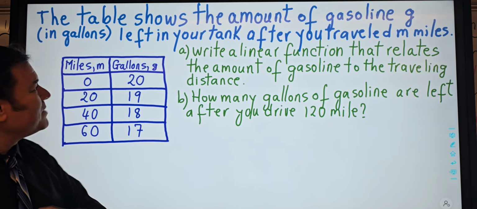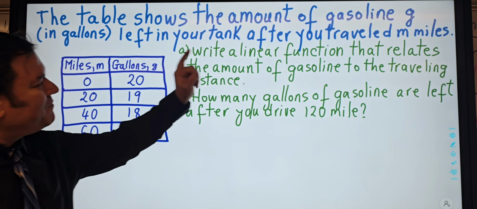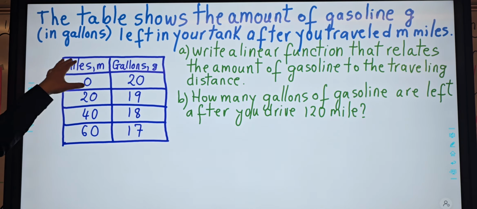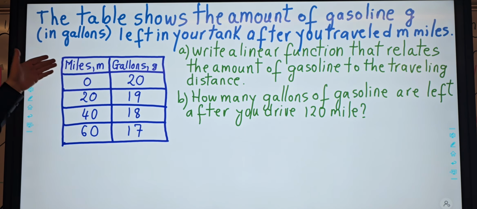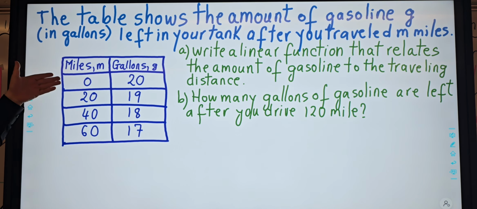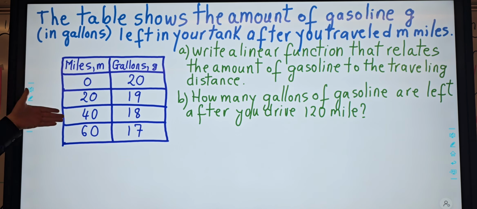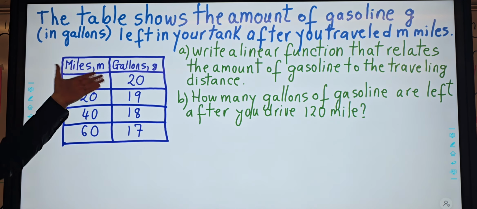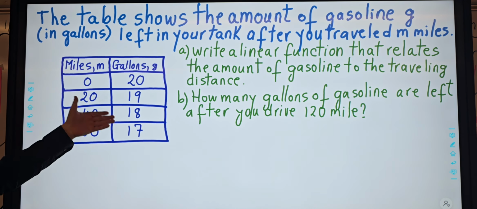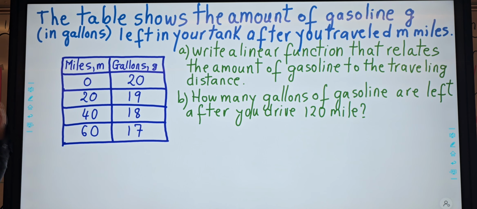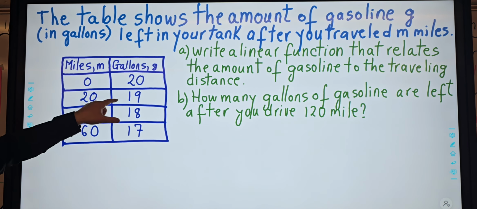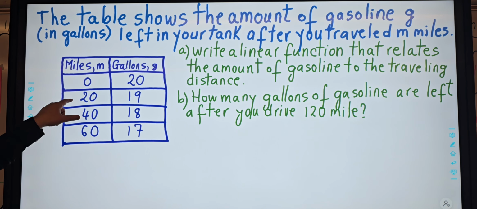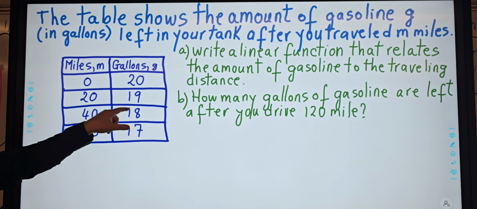Our lesson today will focus on solving a real-life word problem using a function table. Let's read the problem. The table shows the amount of gasoline G in gallons left in your tank after you travel M miles. So you have here the miles M: 0, 20, 40 and 60, and the gallons G: 20, 19, 18, and 17. So you see at 0 miles, you have 20 gallons in your car. And then at 20 miles, you have 19 gallons in your car.